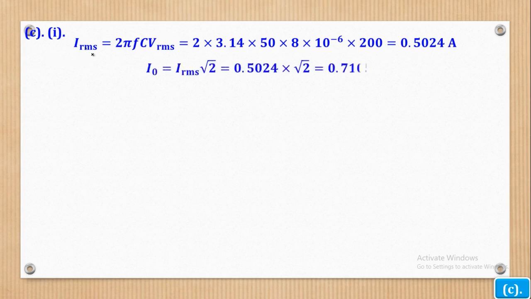So now that I've got I RMS, I can get my I naught, which is the maximum current which they want. So maximum current will be I RMS multiplied by root 2. So this one here multiplied by root 2 will give you this, which is 0.7105 ampere, and that is what they wanted. So now we shall go to part C, Roman 2.